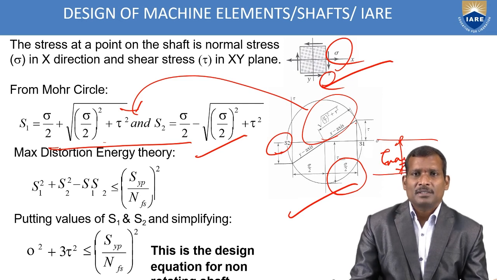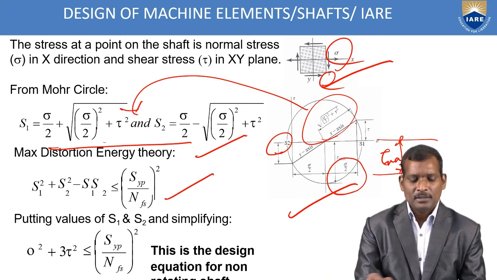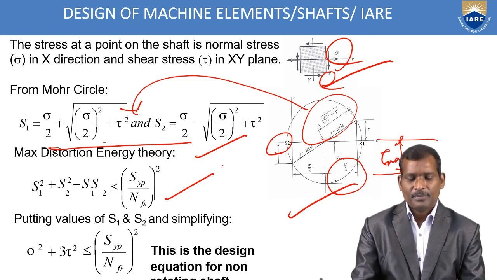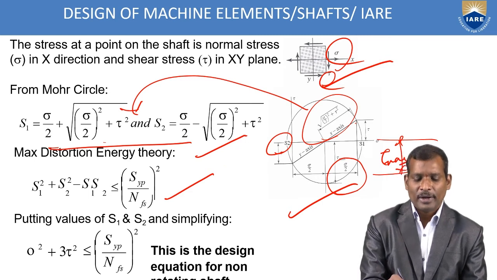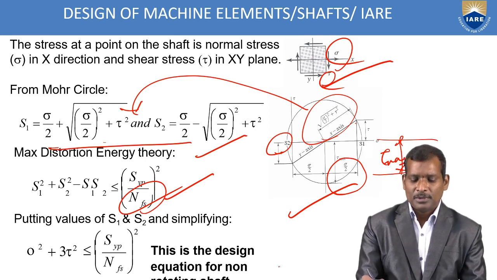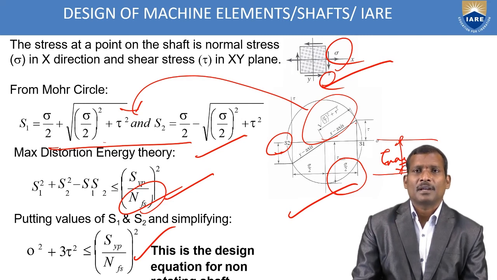According to the maximum distortion energy theory, you can write these two equations: S1 square plus S2 square minus S1 into S2 less than or equal to (Syp by N into Fs) whole square, where this is the factor of safety. Putting the values of S1 and S2 and after simplification, you will get the final equation. So like this, you have to calculate the stresses in a shaft.